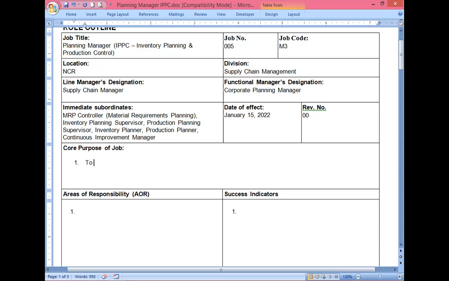Okay, so I just said that this job is going to oversee the function, the inventory function, the inventory planning rather. Okay, and production control. Okay, so that's why they call it IPPC. Okay, usually this function is called that when it comes to FMCG, a type of company. All right, and of course production control.